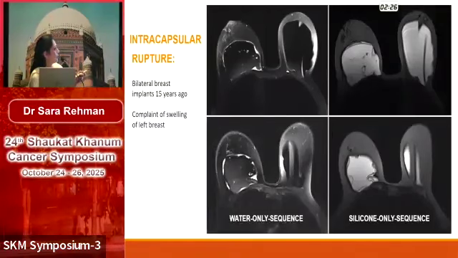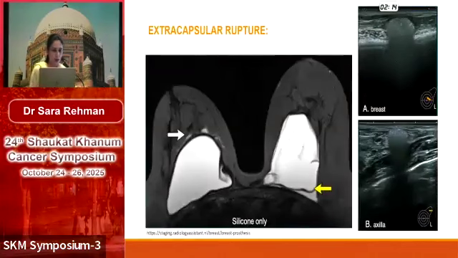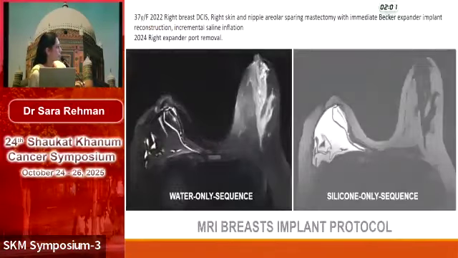On its own, this is not a reliable sign of implant rupture, but we should be able to see other signs, like in this patient, to confirm the intracapsular rupture. So this is itself more considered as a sign of implant degradation. Extracapsular rupture involves rupture of the implant capsule with presence of extracapsular silicone, like in this case, and it can be seen as a snowstorm sign on ultrasound.